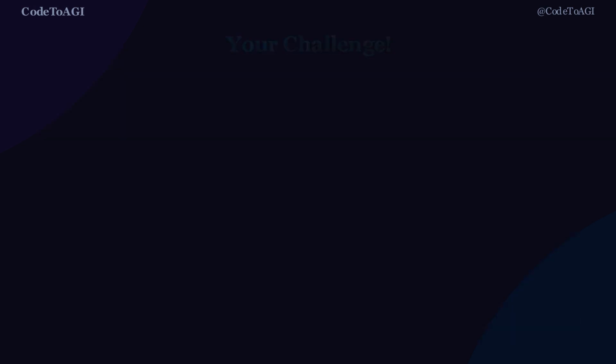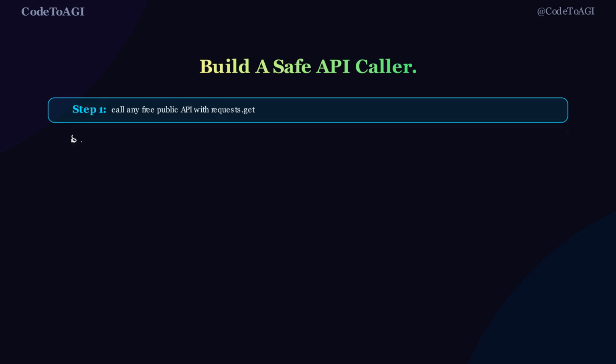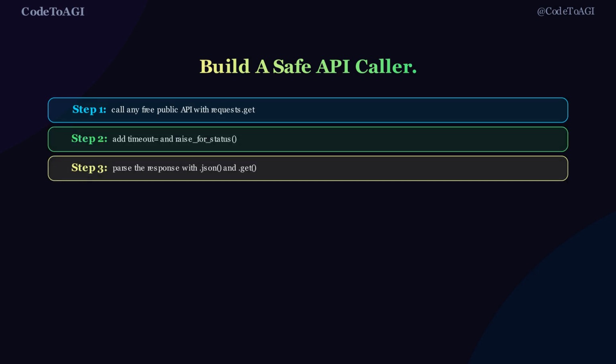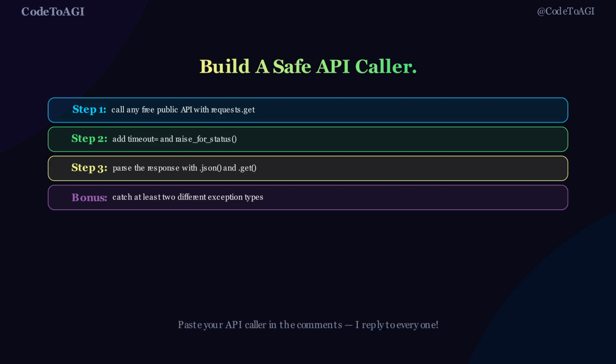Your challenge. Find any free public API online. Step 1, call it with requests.get and a timeout. Step 2, add raise_for_status before touching the data. Step 3, parse the response with .json() and .get. Bonus, catch at least 2 different exception types. Try JSONPlaceholder, Open-Meteo, or any free weather API. Paste your safe API caller in the comments. I reply to every single one.